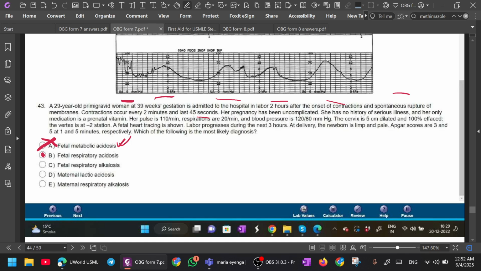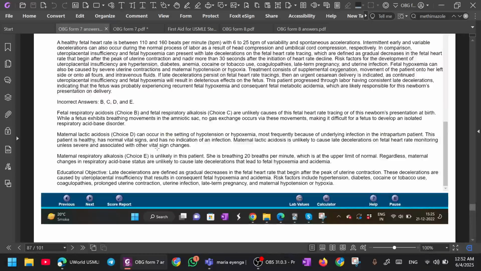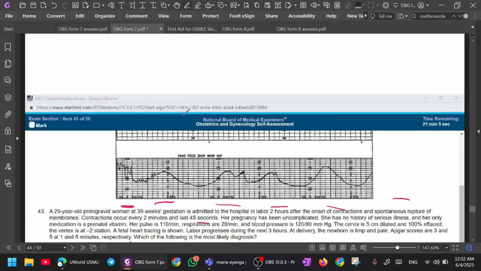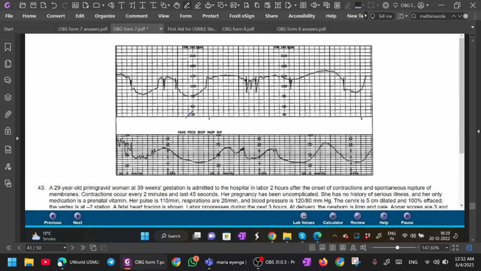How does the fetal metabolic acidosis happen? I don't know. Is there an educational objective? Yeah, late decelerations are defined as gradual decrease in fetal heart rate beginning after contraction. These decelerations are caused by uteroplacental insufficiency, which results in consequent fetal hypoxemia and acidemia. Risk factors. Yeah, that's all. It doesn't say. Okay, let me see. How does fetal metabolic acidosis happen in late deceleration?